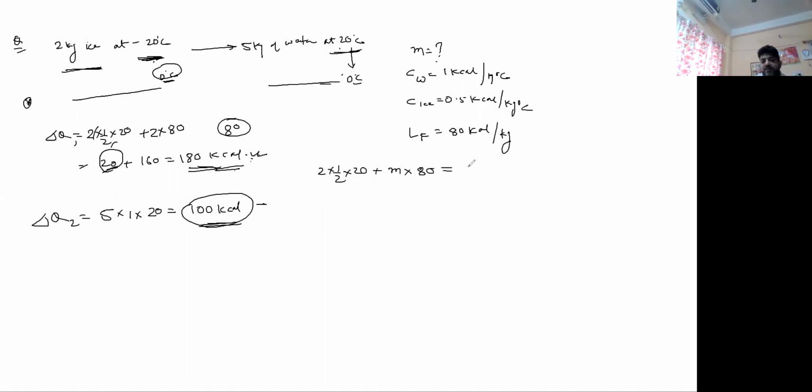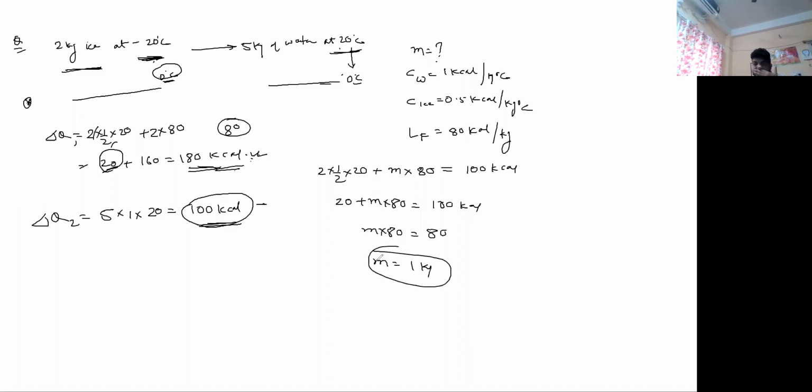Now this is equivalent to 100 kilocalorie, because पूरा आइस को अगर पूरा वाटर को अगर हम मेल्ट कर दे, ये कम है ये ज्यादा है, that's why we equalize. तो 20 plus m into 80, that is 100 kilocalorie. So m into 80, that is 80 kilocalorie. So m is 1 kg. That means 2 kg में से 1 kg आइस मेल्ट किया और बाकी 1 kg जो है आइस है.